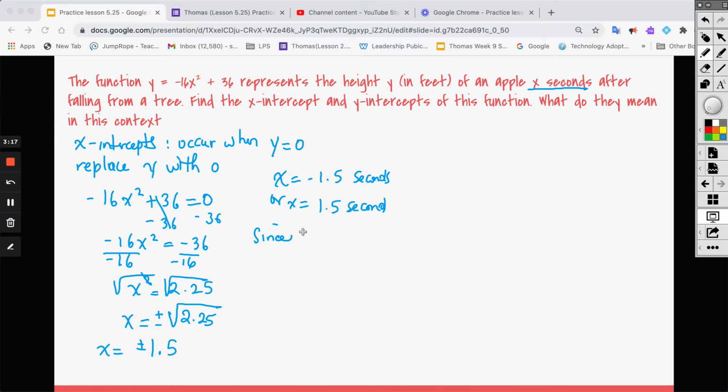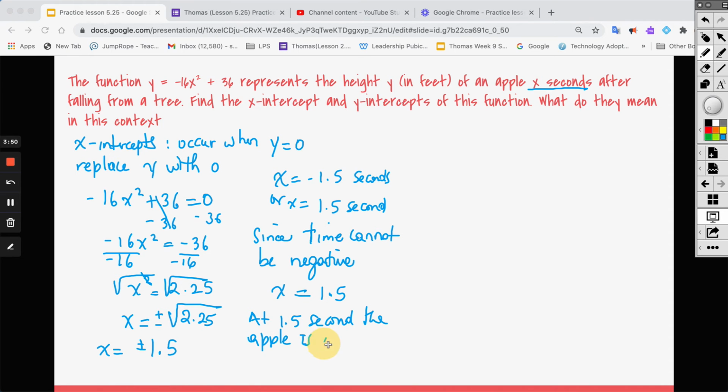Since time cannot be negative, we know that x is equal to 1.5 is the correct solution. And what that means is that if y is 0, it means the height is 0. So at 1.5 seconds, the apple is on the ground.